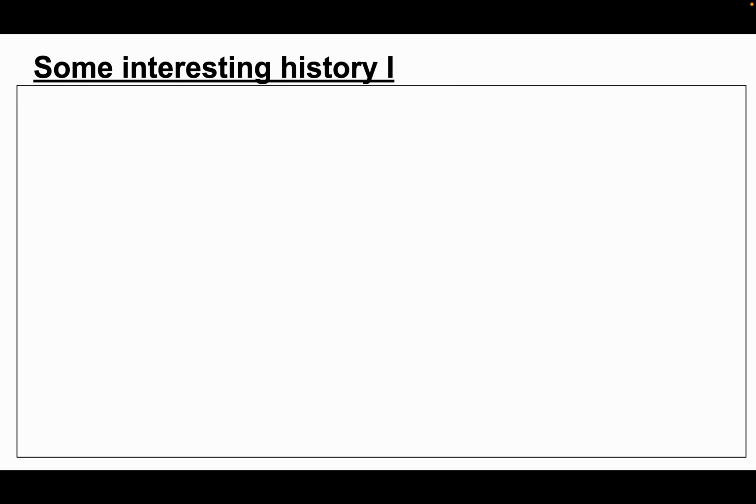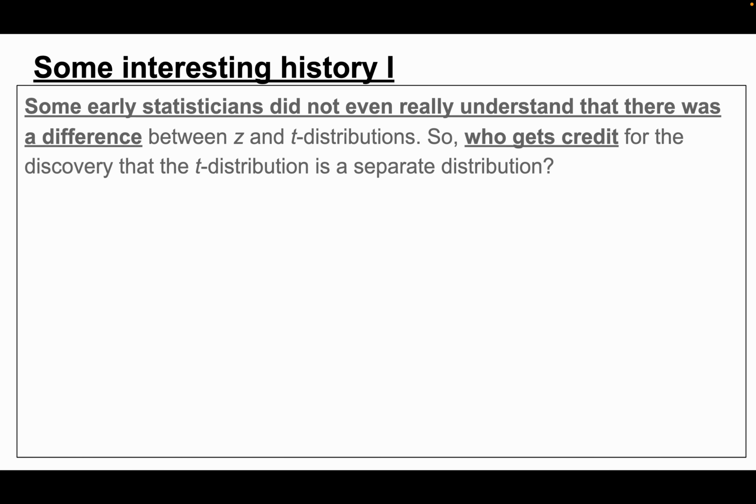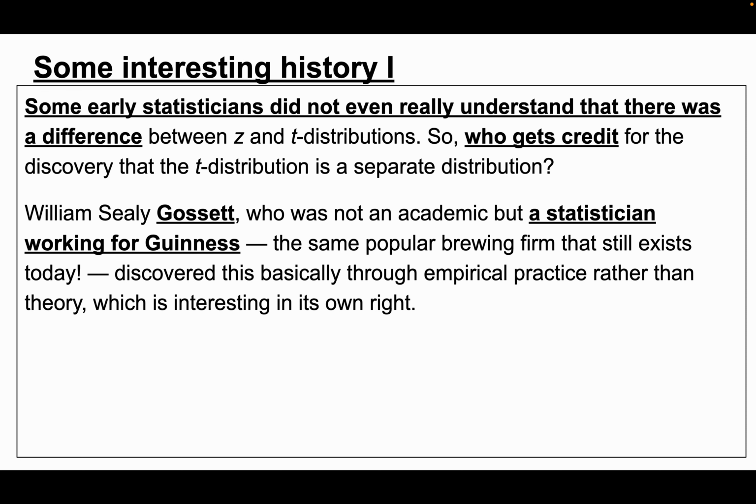I wanted to give a little bit of interesting history about the t-distribution. Some early statisticians actually didn't really understand that there was a difference between these things, so who gets credit for the discovery that the t-distribution is a separate one? There's actually a guy called William Sealy Gosset who wasn't an academic, but was a statistician working for Guinness, the same popular brewing firm that still exists today. You may have had their products if you're of the age of majority in your country. They're a highly competitive brewing firm, and they had all these small sample sizes. I think he was working with yeast samples in particular.